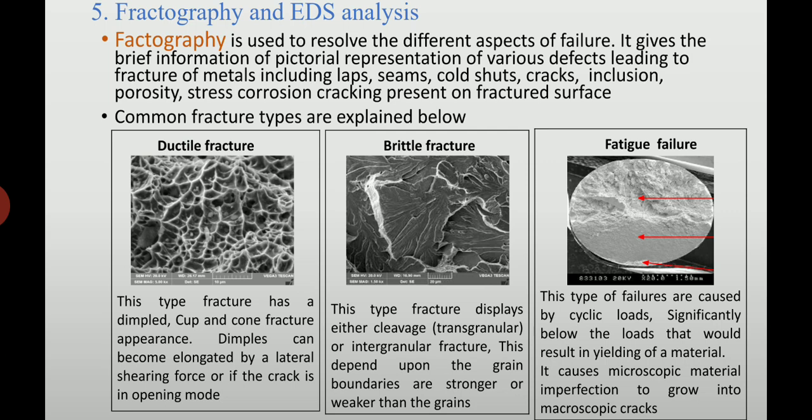Fractography and EDS analysis. Fractography gives brief information through pictorial representation of various defects leading to fracture of a metal, including laps, seams, cold shuts, cracks, inclusions, porosity, and stress corrosion cracking present on a fractured surface. Common fracture types are explained below, which we can analyze by using fractography: ductile fracture, brittle fracture, and fatigue failure. All are different fracture surfaces.